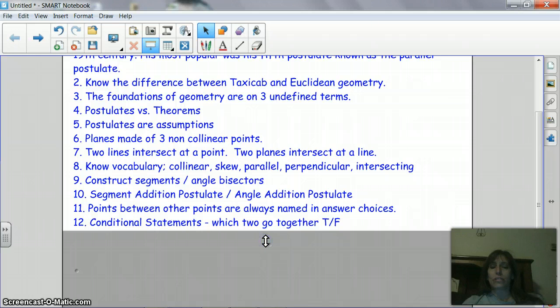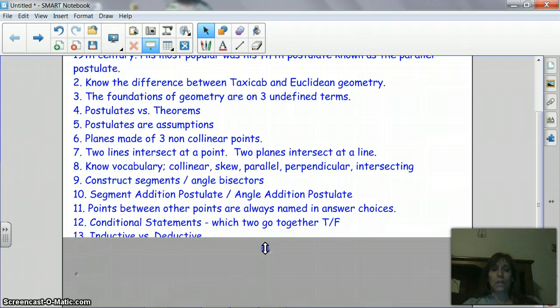All right, conditional statements. Which two actually go together? Okay, so first of all, you know that conditional statements are if-then statements. The hypothesis is the if part, the conclusion is the then part. There are converse, inverse, and contrapositive statements. And remember that the first conditional, the regular conditional statement, and the contrapositive, if one is true, they're both true. They're always the same. And converse and inverse are always the same.